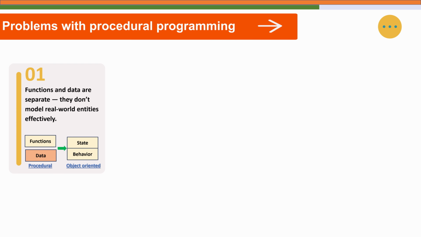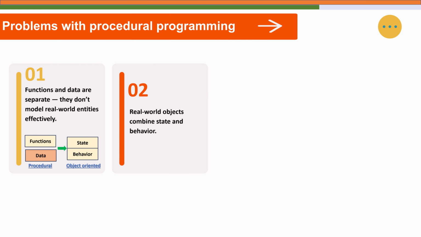Imagine we are writing a program for a car rental system maybe, and we might have one structure storing the details about the cars like brand, model, and availability, and separate functions to return, rent, or service those cars. So the functions and data are related, but they are not connected. So this makes it hard to think about the program in terms of real-world entities.